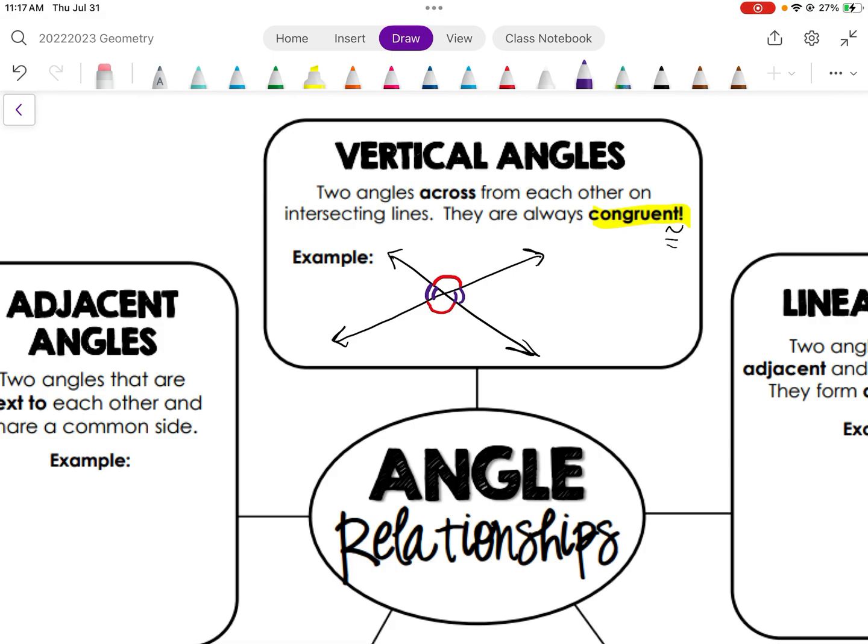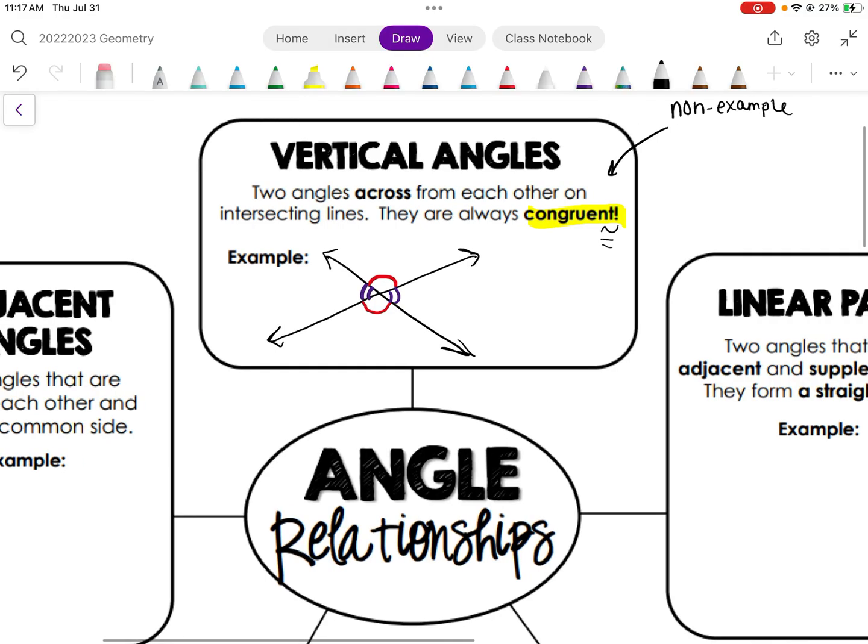Something to watch out for with vertical angles, it has to be two intersecting lines. So let me show you a non-example. I want you to write this with me so it doesn't get you. A non-example would be if you have more than two intersecting lines. Then the angles across from each other are not congruent. They're not vertical angles. So let's draw this.